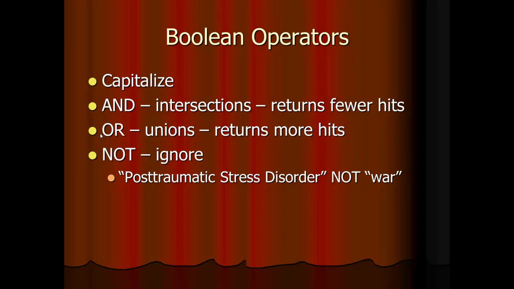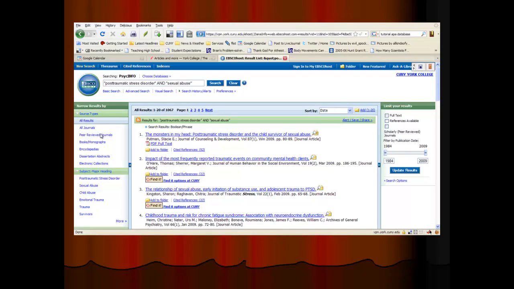For example, let's say I was interested in PTSD about sexual abuse, but not about war. I get a lot of hits for PTSD about war, so I'll form a search post-traumatic stress disorder, NOT war. And so what I do is I go up to the search box in PsycInfo, I type in post-traumatic stress disorder, capital A, capital N, capital D, sexual abuse. Notice that the two phrases are in quotation marks, so PsycInfo will treat them as one term. And I hit search, and these are the search results.